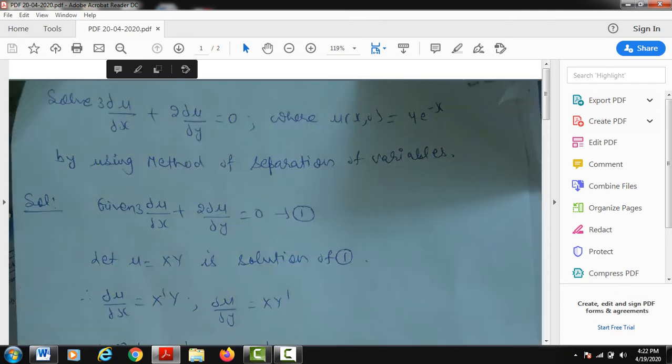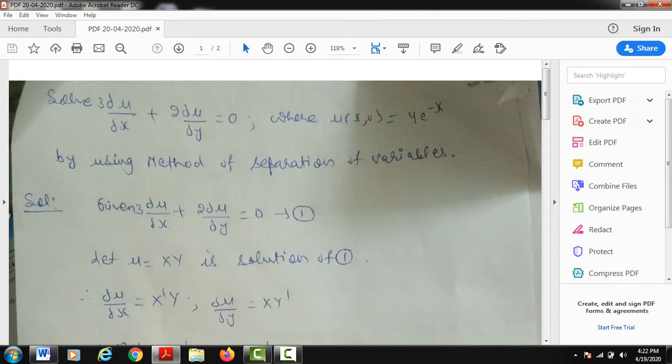The given question is: solve 3 ∂u/∂x + 2 ∂u/∂y = 0. This is your partial differential equation, students. Here u is the dependent variable, and x and y are the independent variables, where u(x,0) = 4e^(-x). Now this condition will help us to eliminate the constant in the question, again by using the method of separation of variables. So what will we do? First of all, we will denote the given equation by number 1.